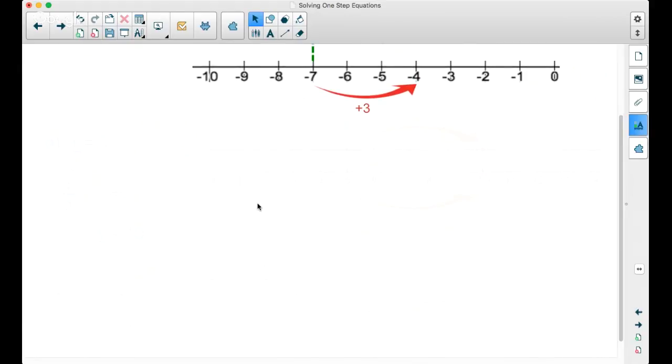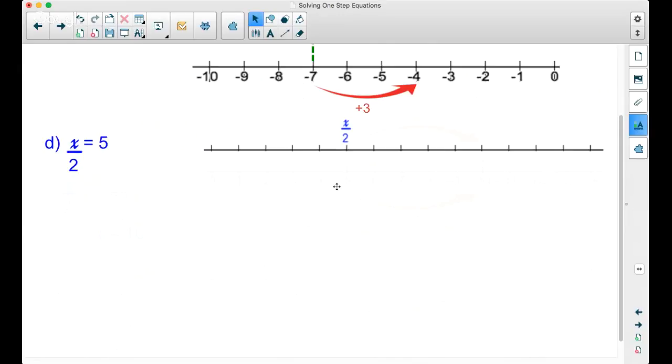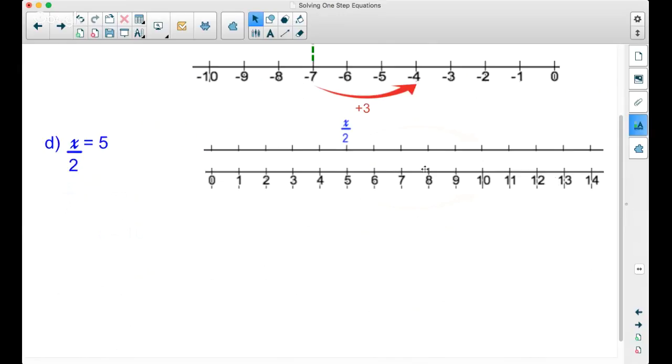All right, let's have a look at one final example here. The example that we'll look at now is x divided by 2 is equal to 5. So again, pull out the number line. There's our x divided by 2. We know that it's equal to 5. So here's our second number line lined up at 5. So there's x divided by 2 equals 5.